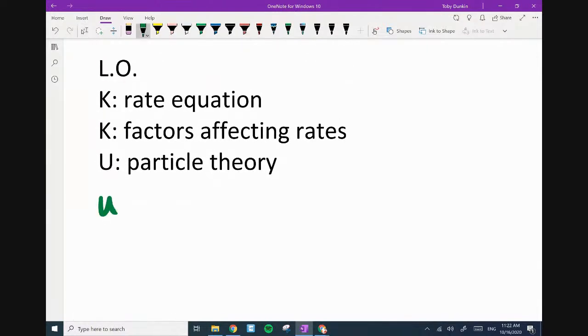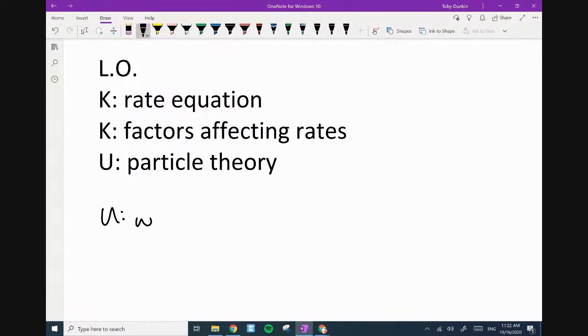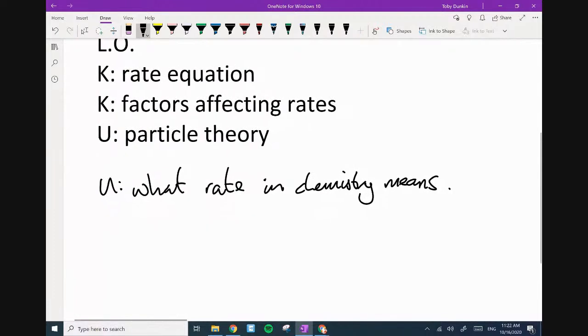So I need you guys to understand what rate in chemistry means. Now, the great thing, of course, is that actually is the same thing as the rate equation. The word rate actually is explained by the rate equation. So that's quite nice.